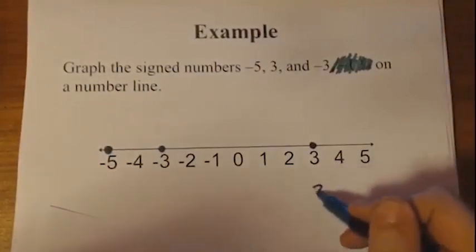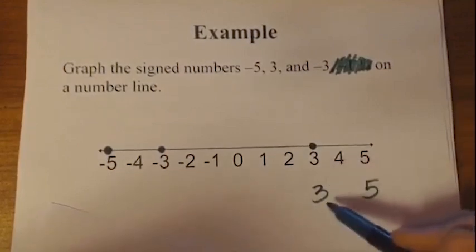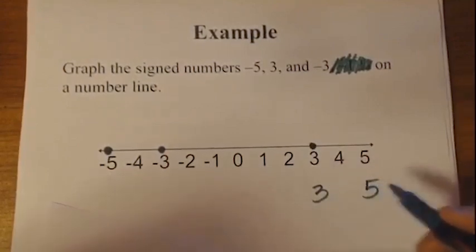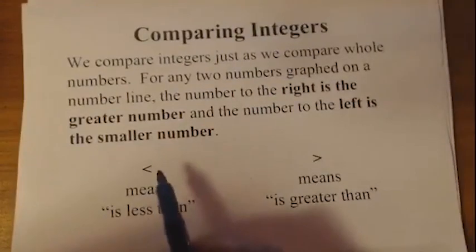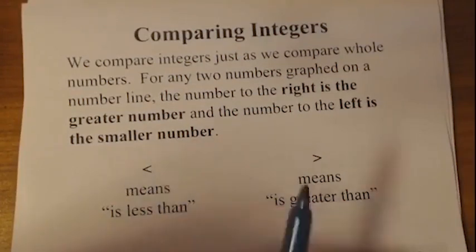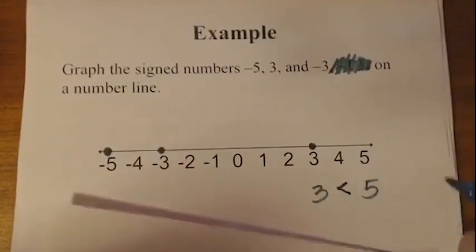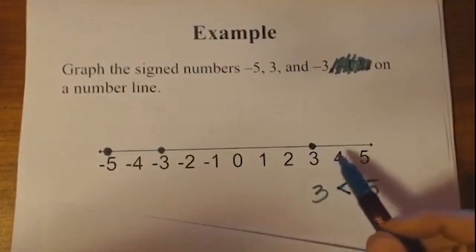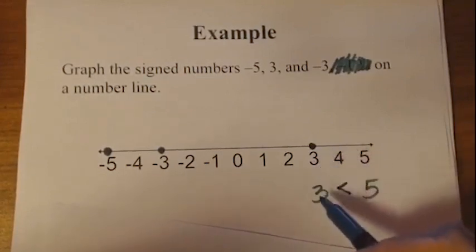If we had whole numbers 3 and 5, we obviously know 3 is less than 5. The symbol for less than is this. It points to the left and it is open to the right. 3 is less than 5. Looking at the number line, 3 is to the left of 5. The number to the left is the smaller number.